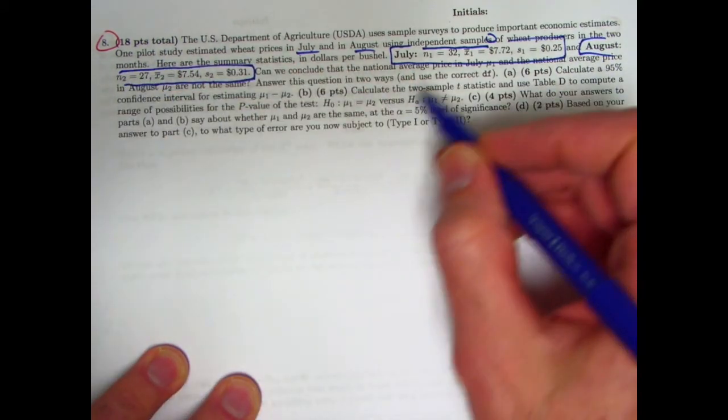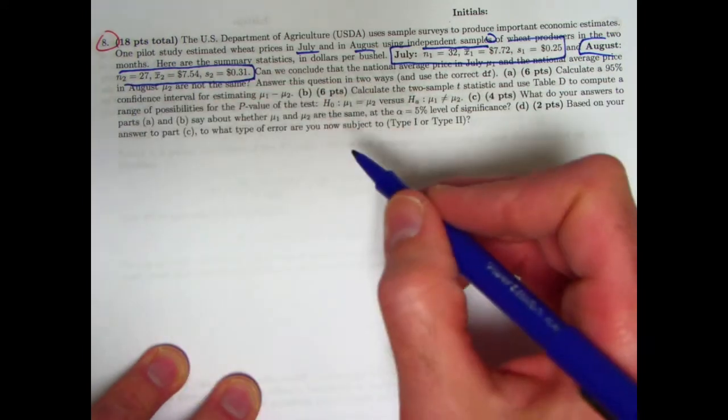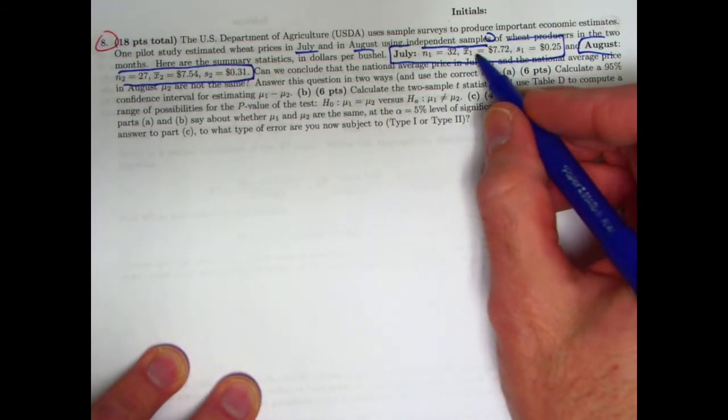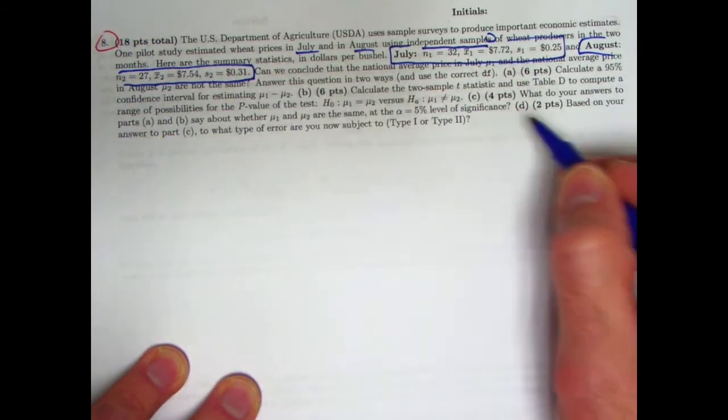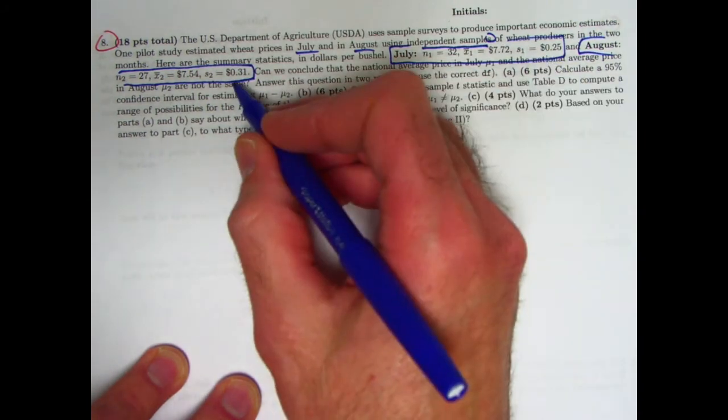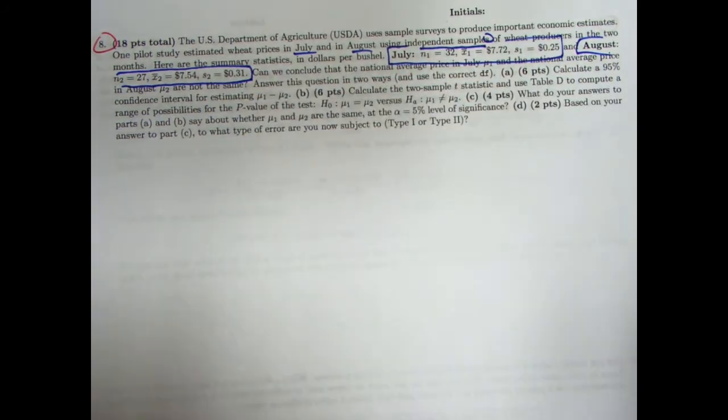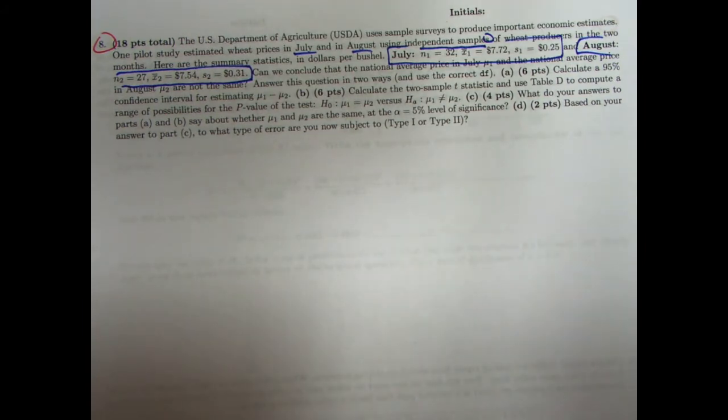Two samples, so we've got two sample sizes, N1 and N2. We've got two sample means, notice the bars, X1 bar and X2 bar. Two sample standard deviations, S1 and S2. This should be causing you to realize, okay, this is a problem about means with two samples. We need the t-distribution.